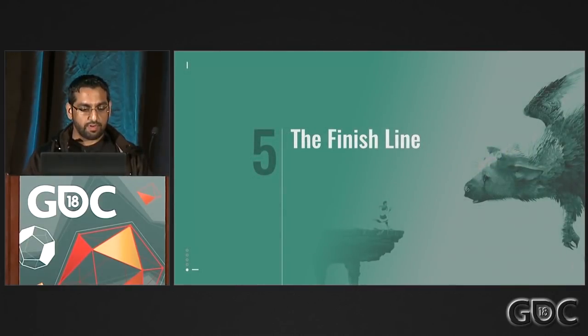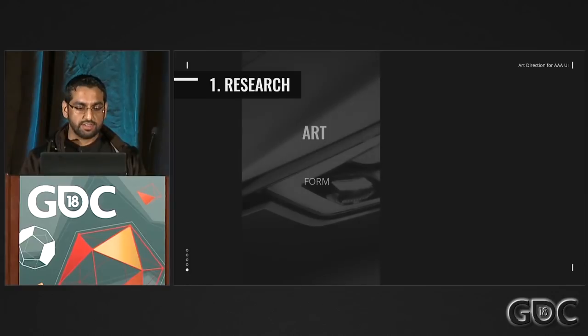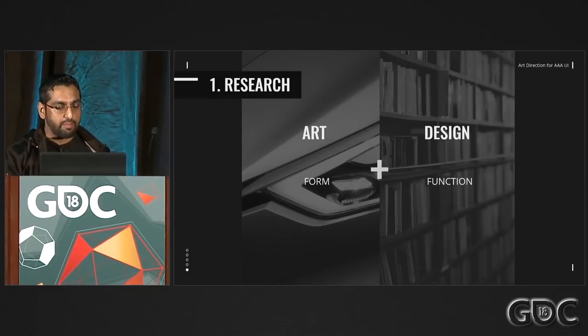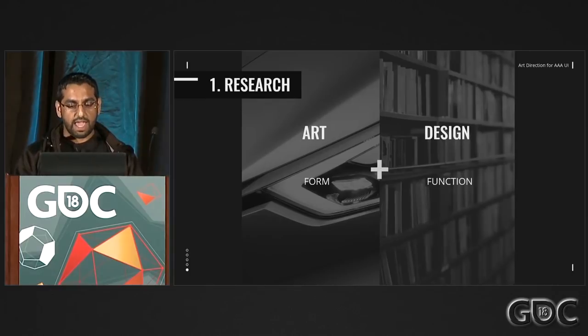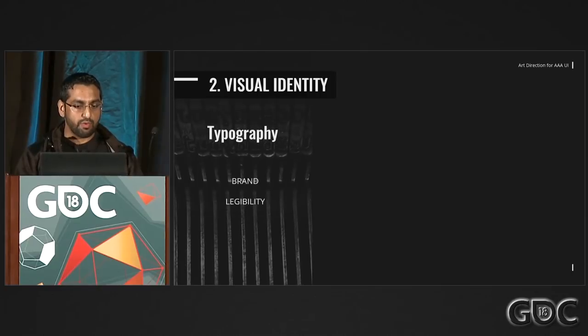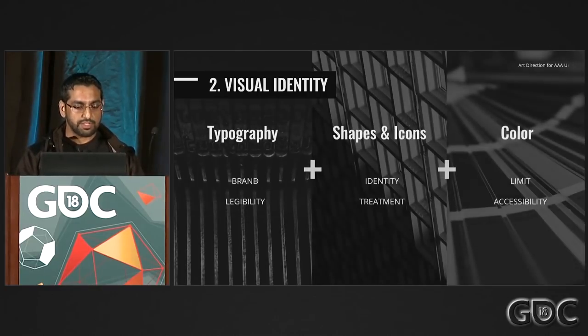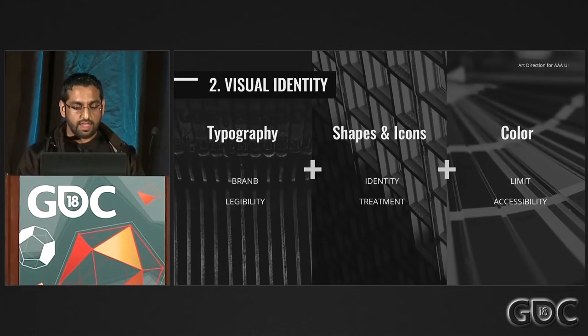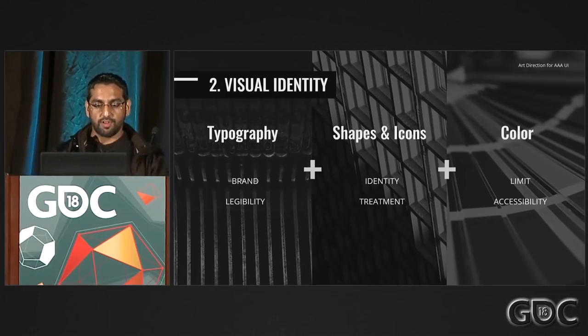So let's summarize what we've gone through. Number one, research. You basically want form and function, so you want art and design to go hand in hand. Make sure that you have the broad strokes understood: the pillars of your game, the creative direction, the tone, the themes. Make sure you understand all of those before you do any kind of work. Visual identity, which is the core components of your UI: your typography, your shapes, your icons. These are the building blocks. You want to experiment with these as much as you can and try to figure out something unique. And you don't want to upset Ryan Gosling, remember, so choose a good font.